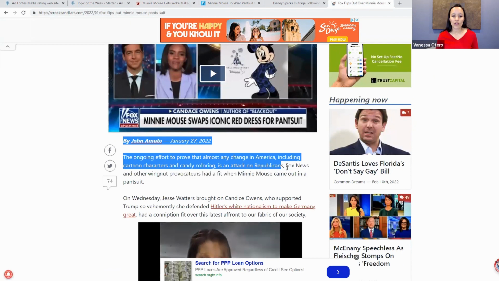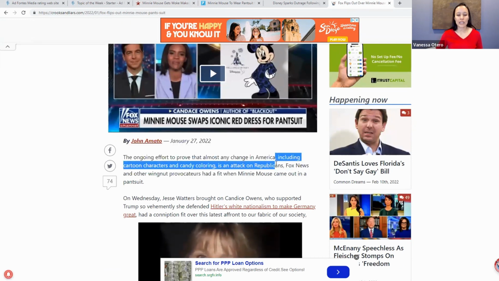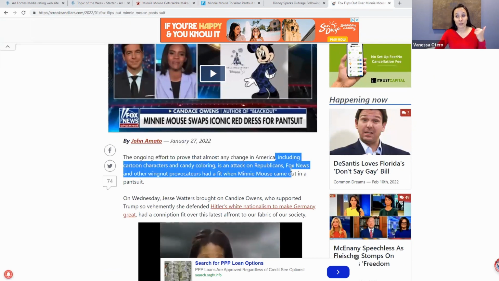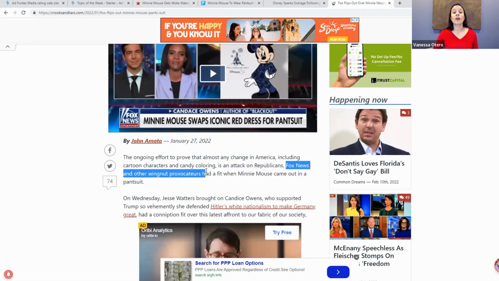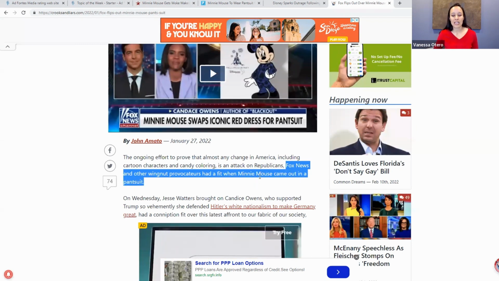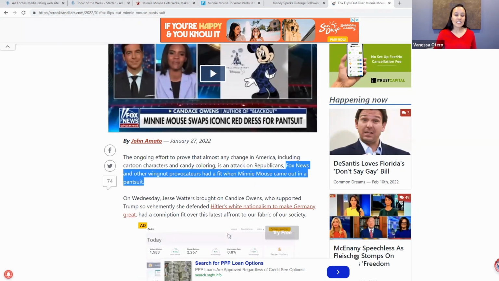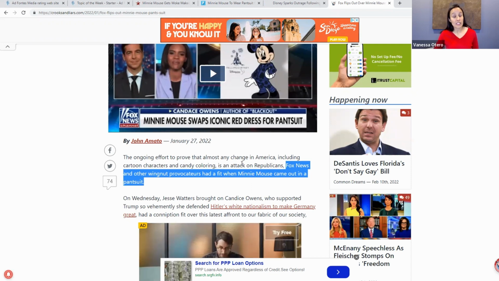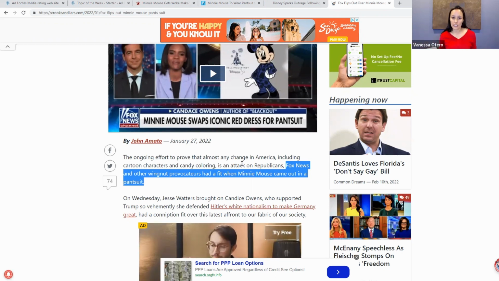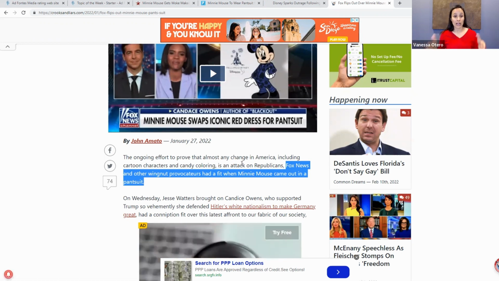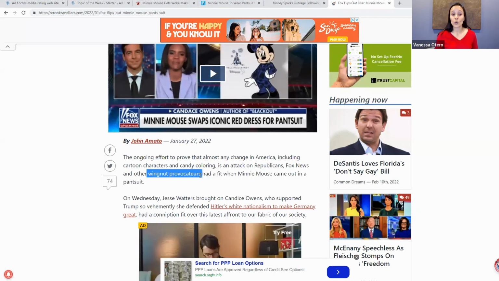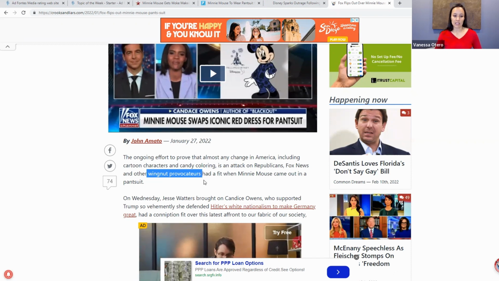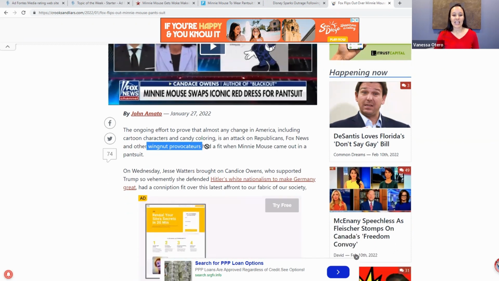In the ongoing effort to prove that almost any change in America, including cartoon characters and candy coloring, referring to the Mars M&M thing, is an attack on Republicans, Fox News and other wingnut provocateurs had a fit when Minnie Mouse came out in a pantsuit. So this is a different kind of bias. This is like a make fun of the idiots on the other side bias. And this is a whole genre of outrage content that happens on the left and on the right. And we're seeing it here on the left. So calling them wingnut provocateurs, that's name calling, right? And they're saying that they had a fit.